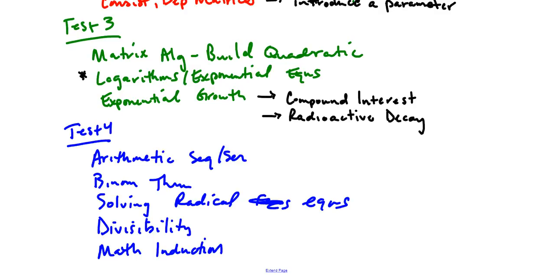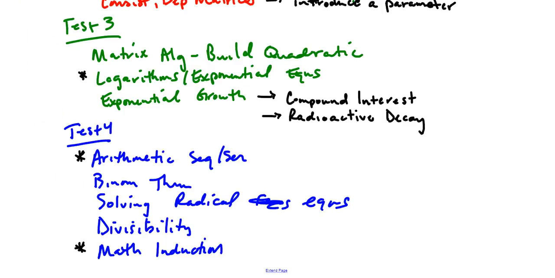Test 4, we looked at sequences and series, arithmetic sequences and series, binomial theorem, which hopefully you're pretty familiar with. Both of these things we've reviewed throughout the year. Solving radical equations, divisibility, and mathematical induction. So this is probably the big topic off of this one, although arithmetic sequences and series was also a big one on this test.